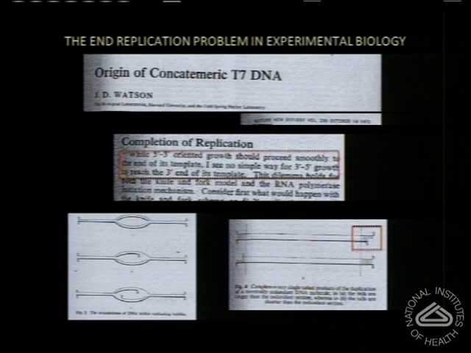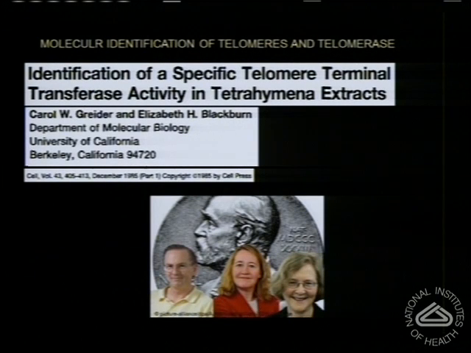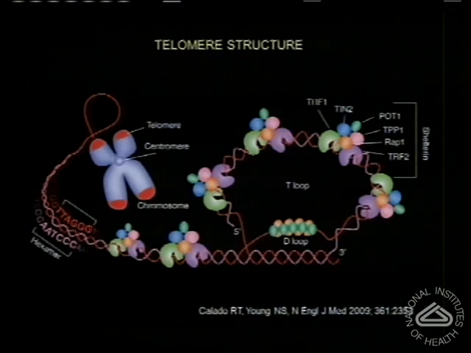He was doing experiments with phage bacteria, and I'll read what you can read, which is that he recognized there was a problem with DNA replication based on experimental data. He said, "While 5' 3' oriented growth should proceed smoothly to the end of its template, I see no simple way for 3', 5' growth to reach the 3' end of its template." Okay, that's the intrinsic problem. That's the loss. And as you heard, Blackburn and Greider received the Nobel Prize for discovering the biochemical, the molecular nature of the end of the chromosome and also the repair process.